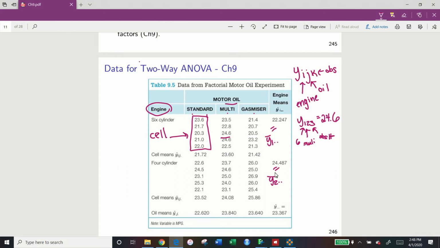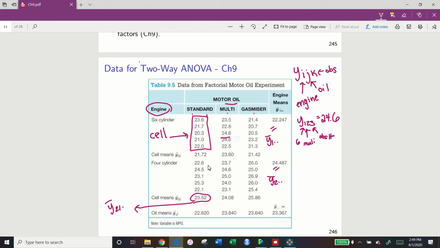We still can look at our cell means, which are abbreviated as y bar ij dot. So for example, if we look at 23.52, that would have been y21 dot. Second engine, first oil, and then the dot meaning we have that mean of all of our cells.